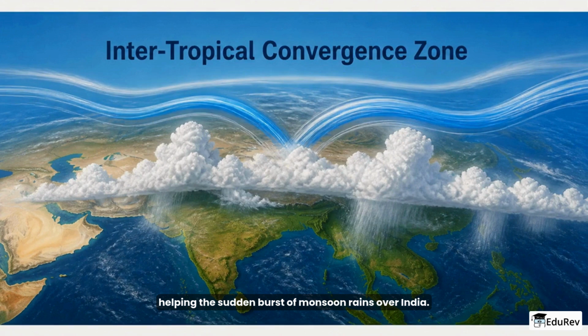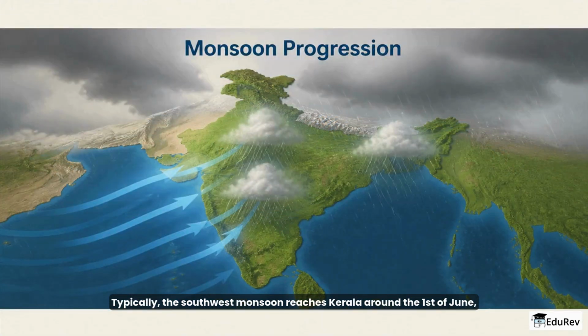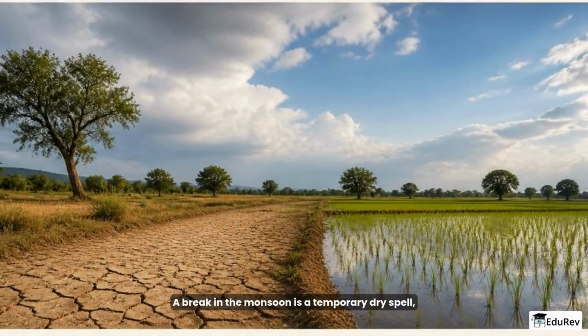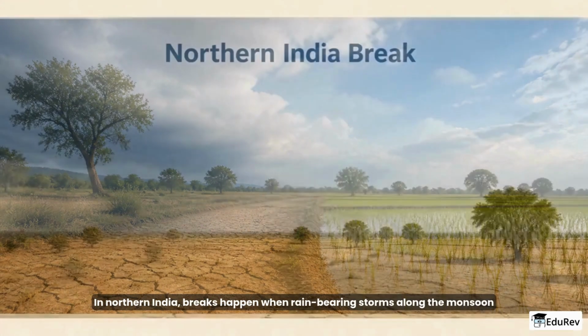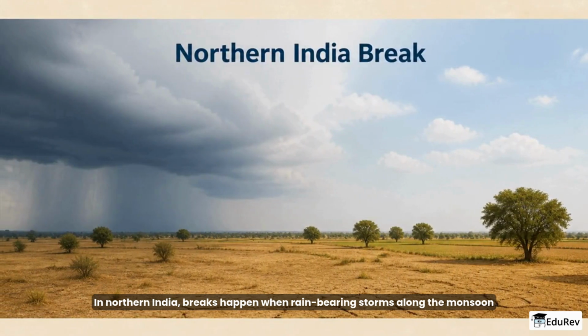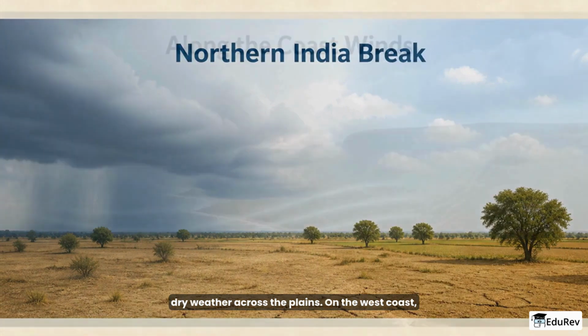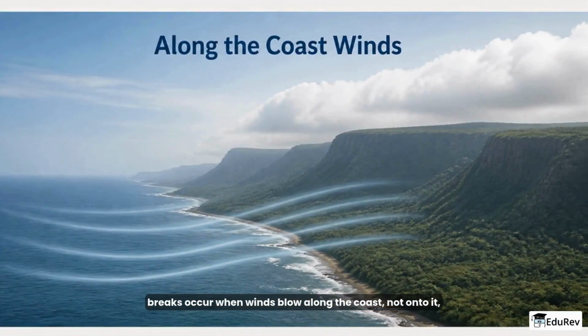rains over India. Typically, the southwest monsoon reaches Kerala around the 1st of June, then Mumbai and Kolkata by mid-June, covering India by mid-July. A break in the monsoon is a temporary dry spell, when rains stop for one or more weeks during the rainy season. In northern India, breaks happen when rain-bearing storms along the monsoon trough become rare or change their usual path for a while, causing dry weather across the plains. On the west coast, breaks occur when winds blow along the coast, not onto it, so they do not rise over the Western Ghats to make rain.